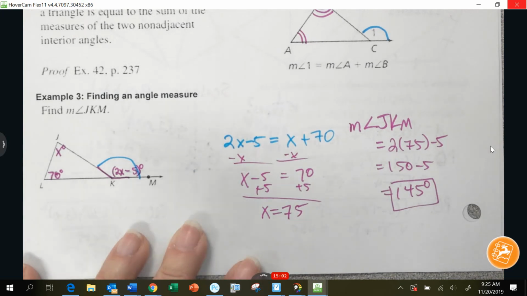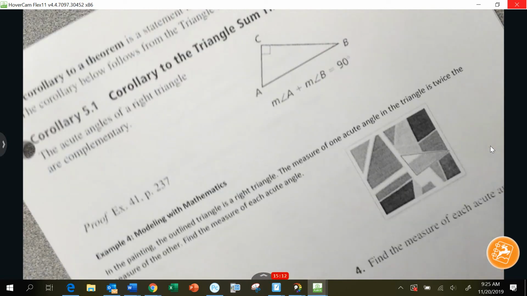Okay? Is our brain working way too hard right now? Oh my gosh, we're on the last page already?